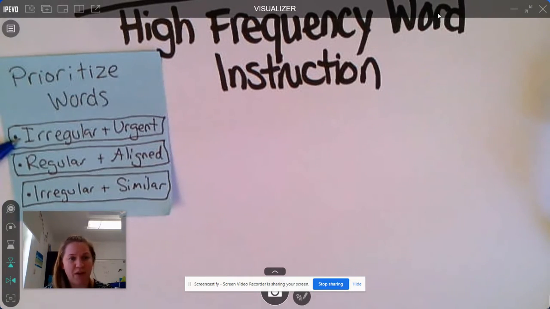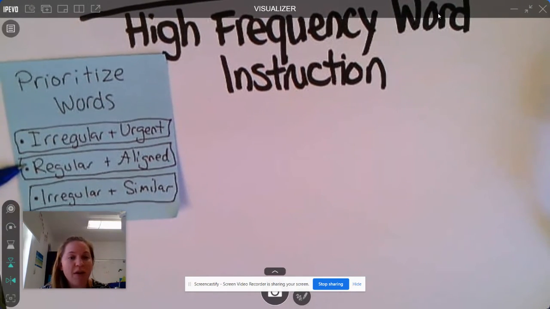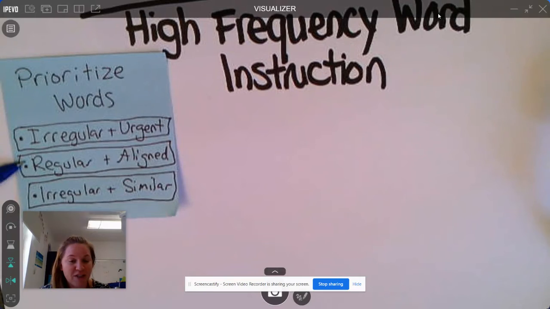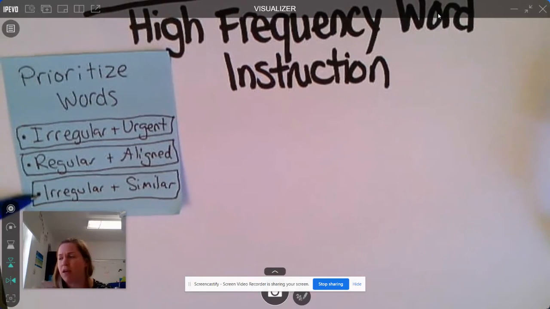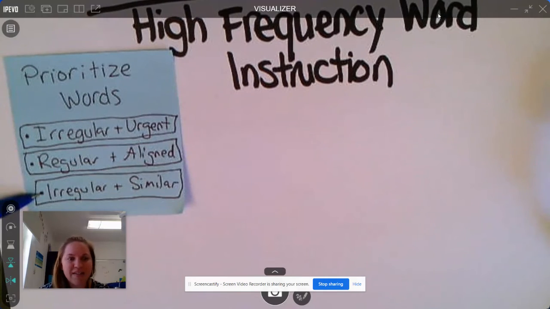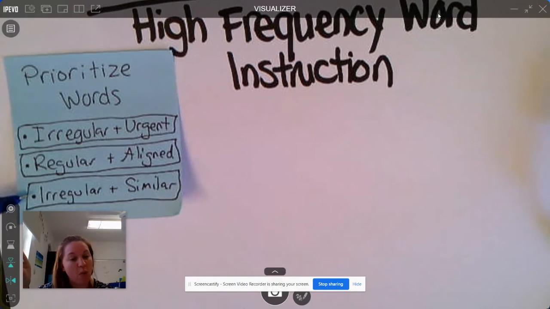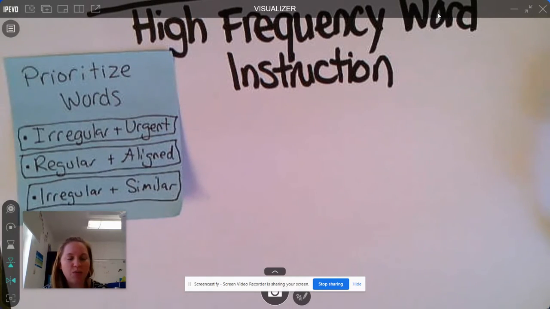That might be because they're irregular and urgent. The kids are seeing them in all of their books and they don't follow what they've learned so far, so you might need to introduce them earlier. Maybe they're regular, but they're aligned to the phonics that you're teaching in the moment, and you want to highlight them a little bit. Also, they could be irregular but similar. If you think of light, fight, night, if you talk about one of them, they can help you learn some other ones. So, prioritizing words based on your students.